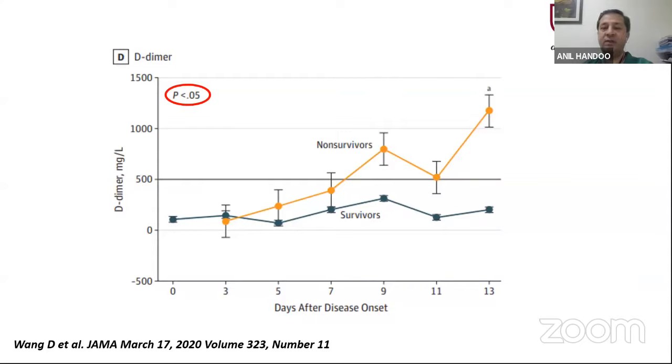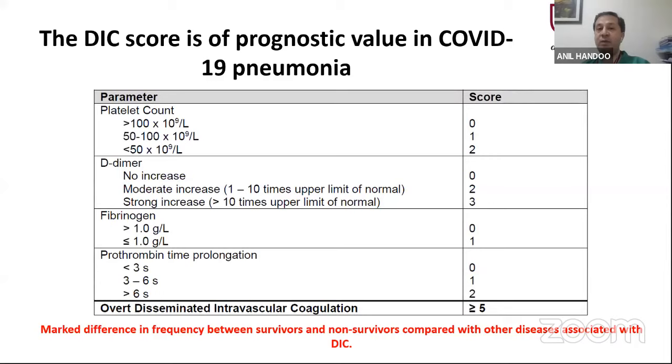Now, there is another important aspect, which is about DIC scoring. I'm sure all of you would know that platelet count, D dimer, fibrinogen levels, and prothrombin time are the ones which are looked at. Now, remember, there is a marked difference in the frequency between survivors and non-survivors when you compare this DIC score.